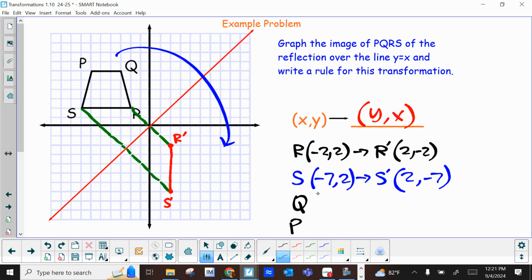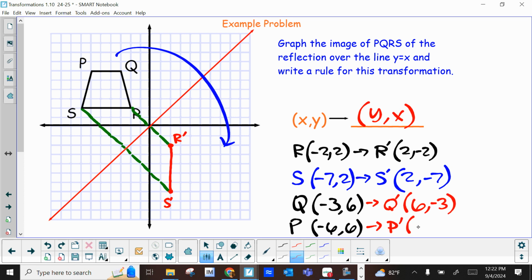So Q is at -3, 1, 2, 3, 4, 5, 6. Q is at -3, +6. P is at 4, 5, 6, 1, 2, 3, 4, 5, 6. P is at -6, +6. So let's write down its new image point. Q prime is going to be at, just switch spots, 6, -3. P prime is going to be at 6, -6. All I did was switch places.